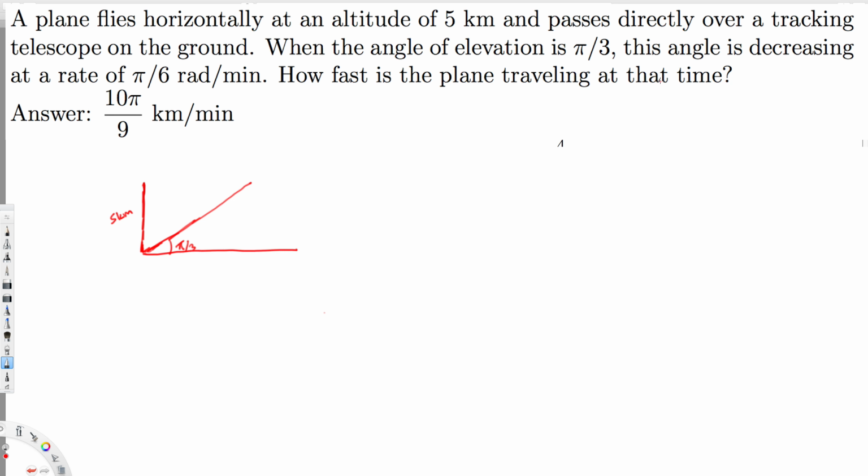Also, they are saying that this angle is decreasing at a rate of π/6 radians per minute. So let's say this is theta. So if π/3 is equal to theta, then dθ/dt is going to be negative, because they are saying it's decreasing. So it's going to be negative π/6 radians per minute.